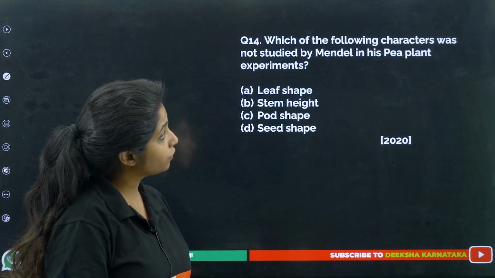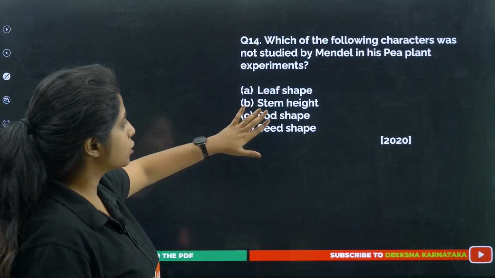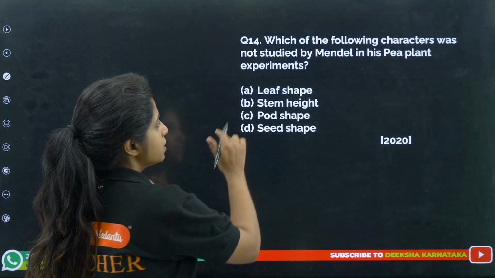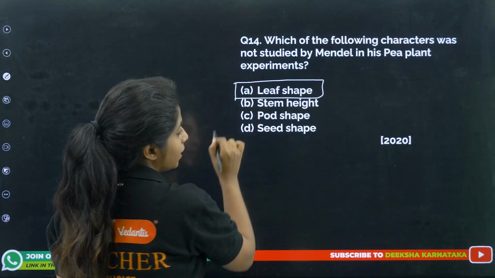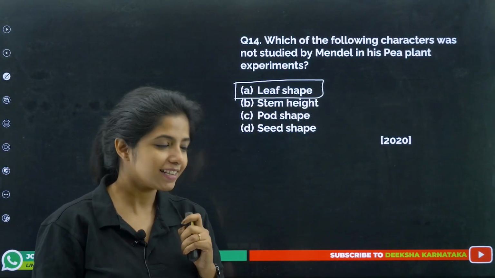Okay, next. Which of the following characters was not studied by Mendel in his pea plant experiment? Leaf shape, stem height, pod shape, seed shape. It is leaf shape. He had nothing to do with it. This came in 2020.